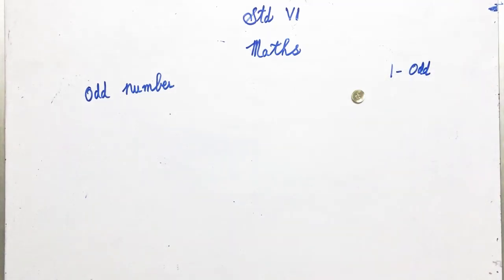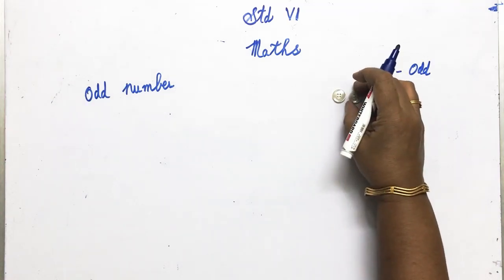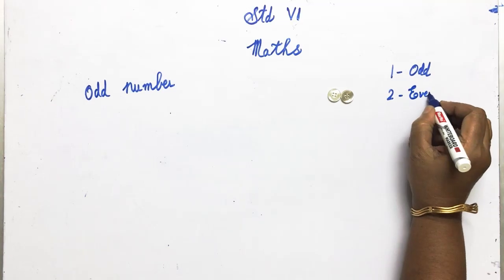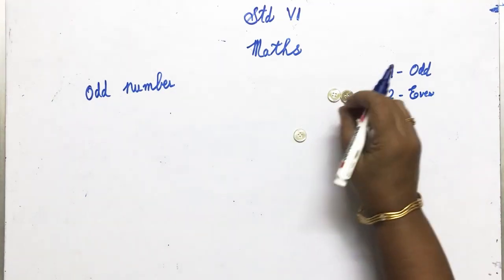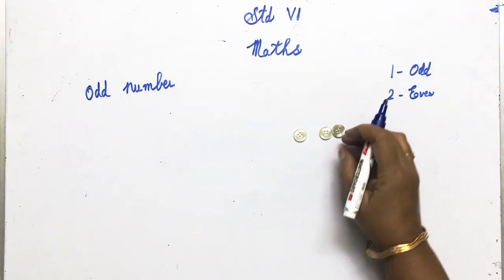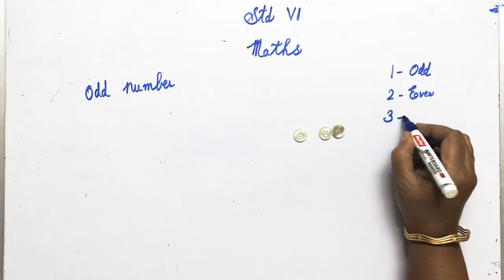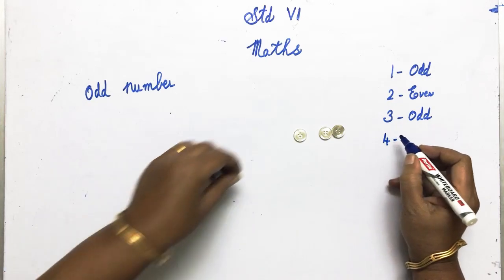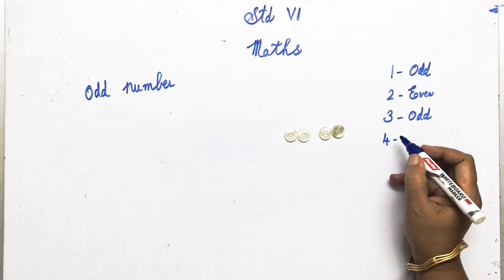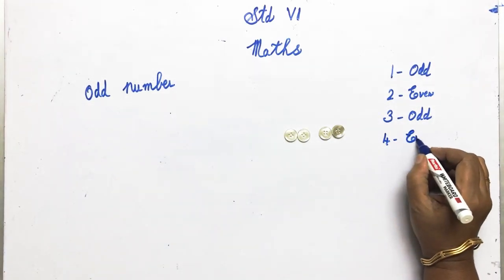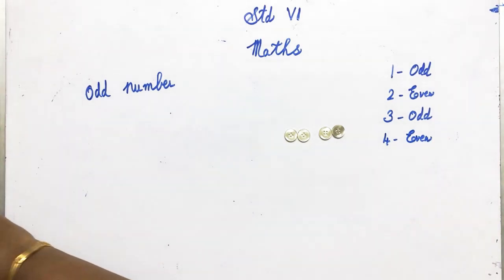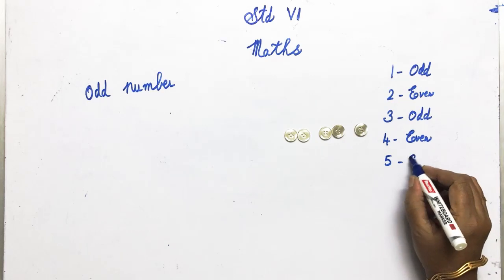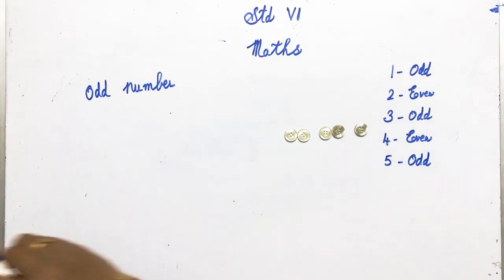Now if we take two buttons, we can group in twos. So 2 is an even number. Now if you take 3 buttons, we cannot group in twos. So 3 is an odd number. Now if you take 4 buttons, we can group in twos. So 4 is an even number. Now if you take 5, 5 cannot be grouped in twos. So 5 is an odd number.